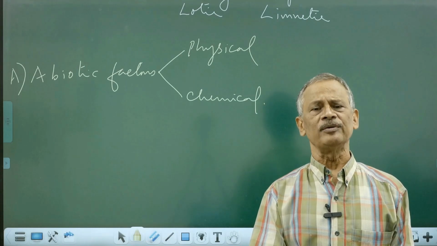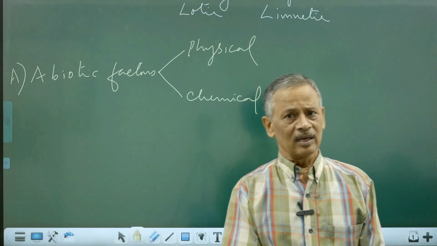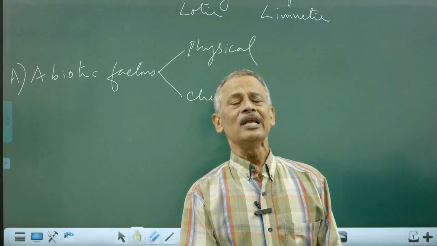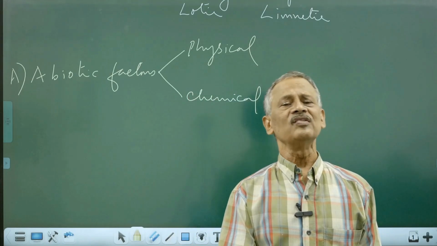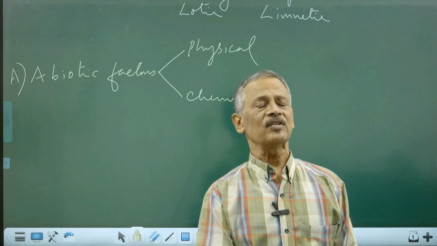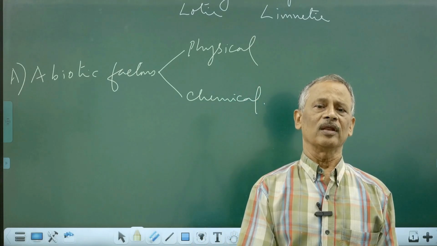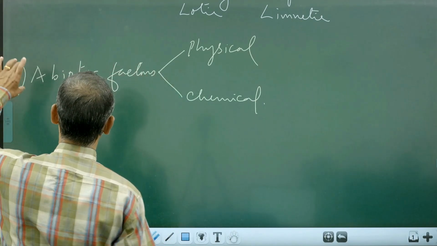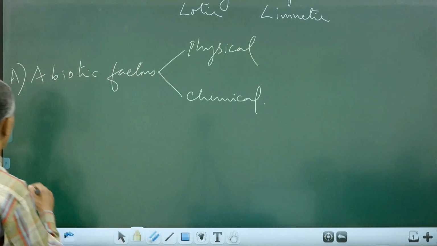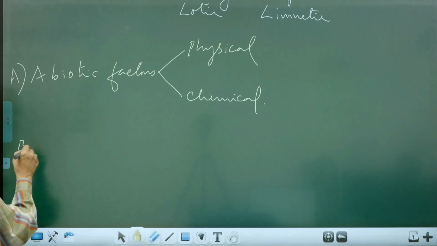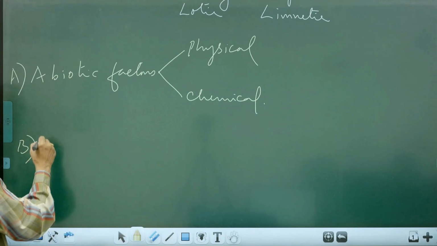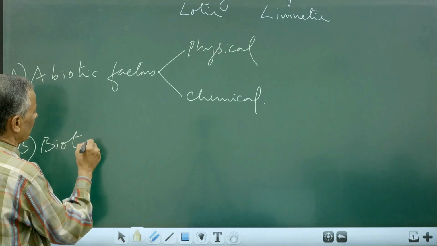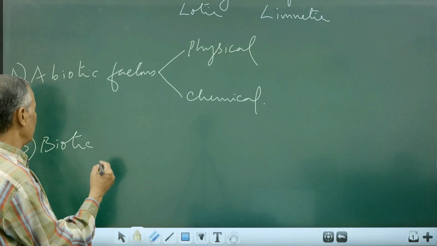They go on changing. And the biotic community take all these things for their living and release them back into the environment. So you are having a close interaction between abiotic factors and biotic factors. Now, what are the biotic factors? These biotic factors include all types of living things.